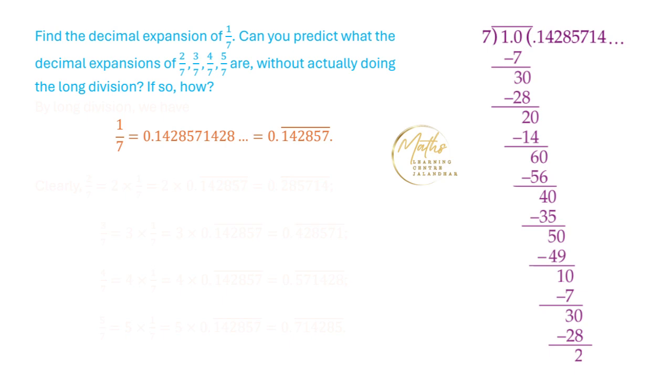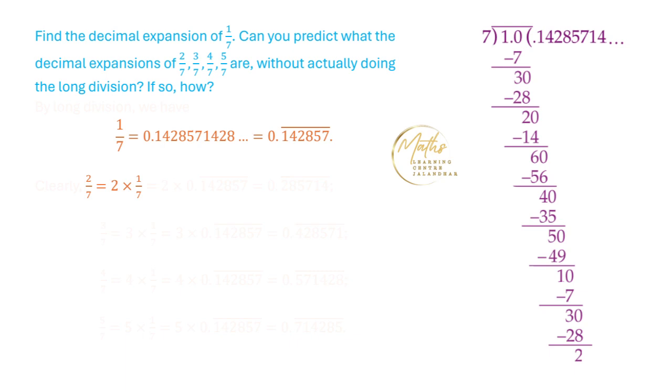Now in the second part of this question, we have to find the value of 2 by 7, 3 by 7, 4 by 7 and 5 by 7. So we are going to multiply these terms. We are saying we have the value of 1 by 7 given. So if we multiply the value of 1 by 7 by 2, we obtain the value 2 by 7.